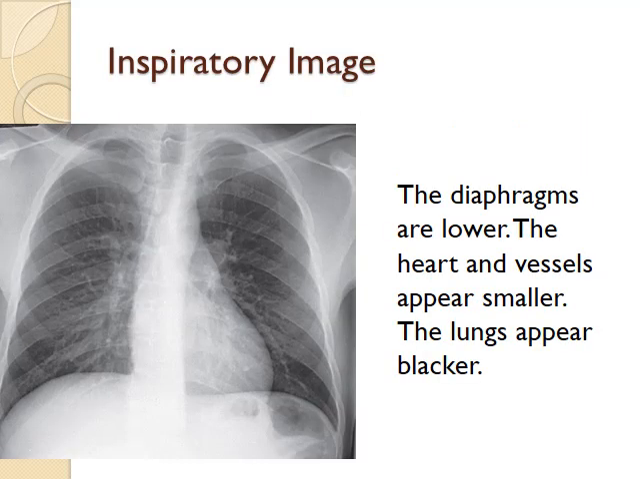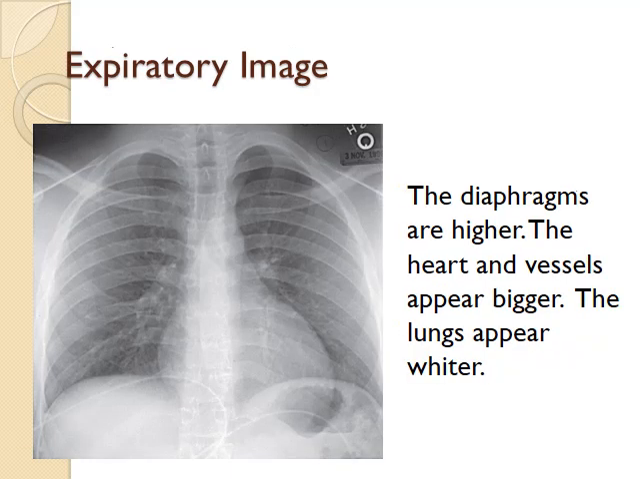So this is the inspiratory image. Here the diaphragms are lower. The heart and vessels appear smaller. The lungs appear blacker. On the expiratory image, the diaphragms are higher. The heart and vessels appear bigger. The lungs appear whiter.